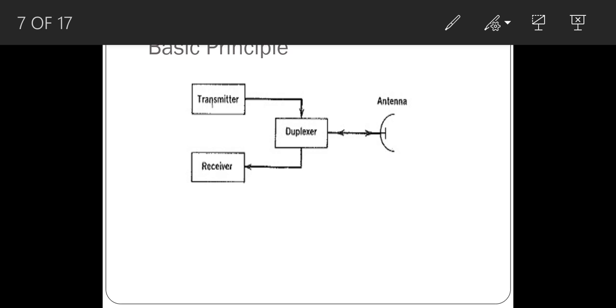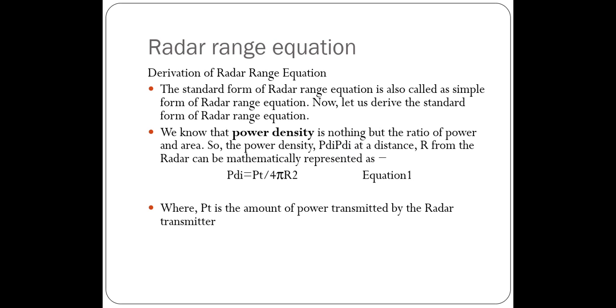Monostatic radar, which is the most useful form of the radar. So now we will see the radar range equation for free space. The derivation of the radar range equation is given here. The standard form of radar range equation is also called the simple form of radar range equation.